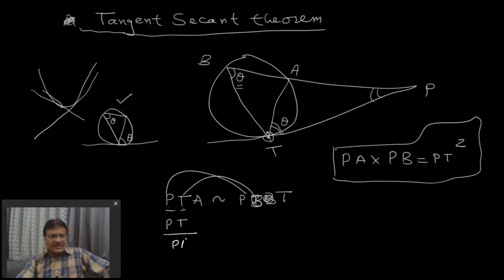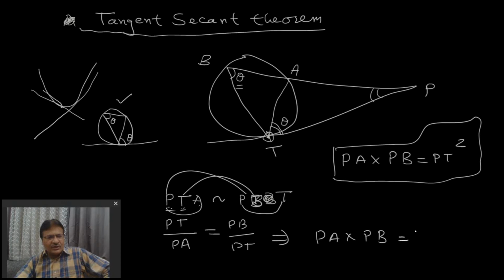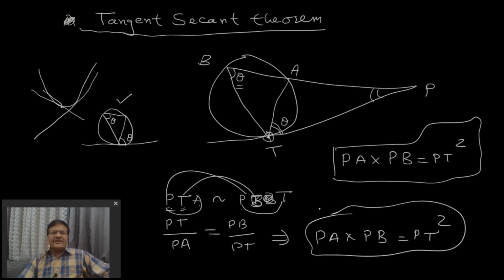Now PT upon PA, meaning first-second and first-third, that I am taking, equal to PB divided by PT. If I cross multiply, what do I get? PA multiplied by PB equals what? PT square. Is that clear? So this is the proof of the tangent secant theorem. Please remember, this is a very important theorem, and it is applied many times in solving geometry problems, right guys?